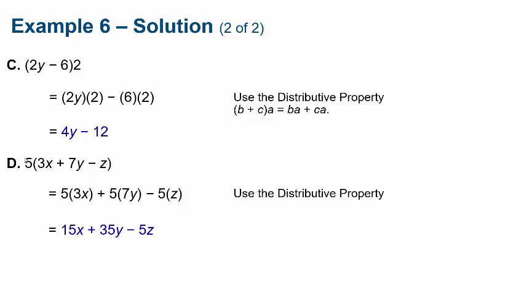This one here we're just taking the 5, and 5 times, in parentheses, 3x plus 7y minus z. And all you're doing when you have more than 2 terms here is distributing the 5 to everything. So 5 times 3x plus 5 times 7y minus 5 times z. Well, 5 times 3x gets me 15x. 5 times 7y, 5 times 7 gets me 35y. And minus 5 times z is just minus 5z. And that's it right there.